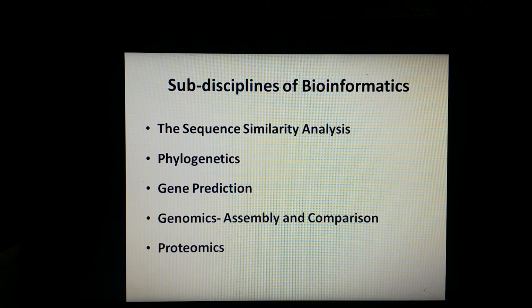The amino acid sequence of the protein, or you can say the primary structure, can be easily determined from the sequence that is present on the gene that codes for it. And in the genomic branch of bioinformatics, homology is used to predict the function of the gene. So through homology, the function of the gene is determined. So these were some of the subdisciplines of bioinformatics.